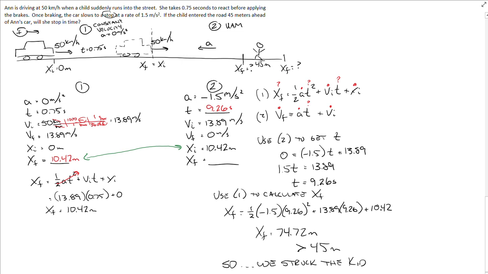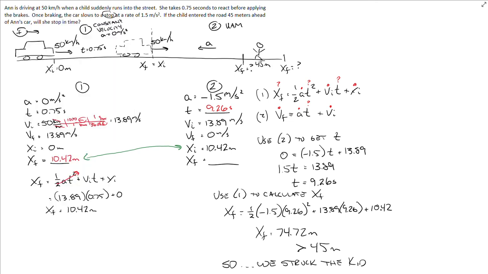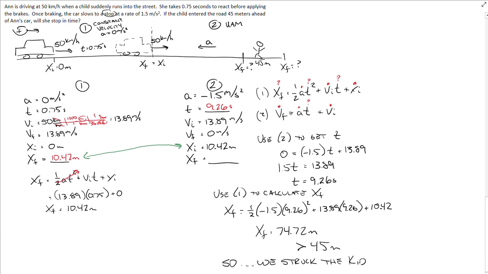Let's look at my time. Negative 1.5. Again, it's not a very high acceleration. She starts at a certain speed. Yeah, that seems reasonable, 9.26 seconds, and that does seem like a long time to stop. And sure enough, when we plug these things in, did I square my 9.26? Maybe that's my issue. I sure did. My answer was squared in here. So I believe, unfortunately, we struck the kid.